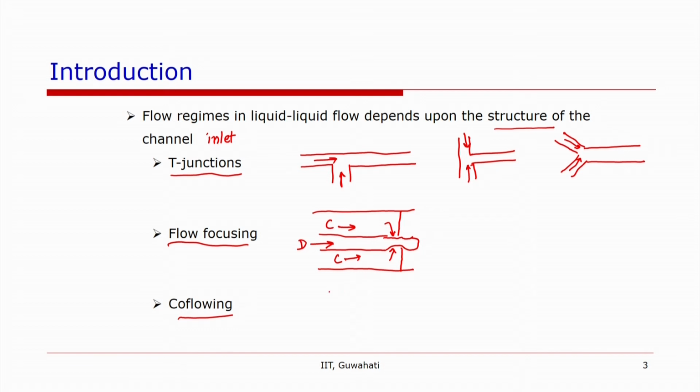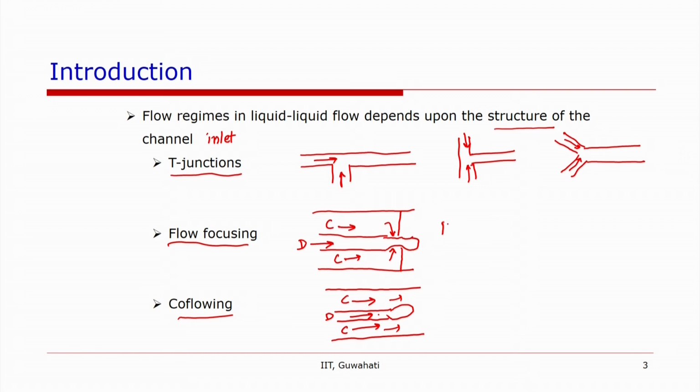Co-flowing devices, on the other hand, have a similar structure, but in this case the dispersed phase again comes from the center and the continuous phase comes from the sides, but the flow is parallel in this case.